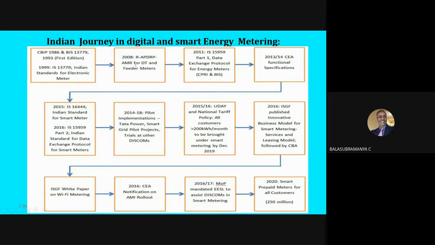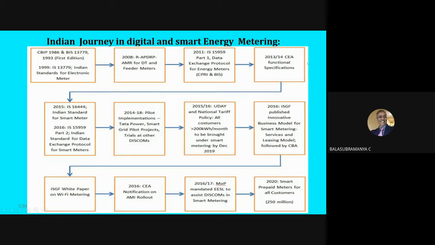And finally, when we started our journey in 2008, the Indian government resorted to what we call RAPDRP, where an automatic meter reading system for the distribution transformer feeder meter was introduced. In 2011, IS 15959 part 1, the exchange protocol of the energy meter, was developed jointly by CPRI and the Bureau of Indian Standards, and published. The contributors were basically the committees from CPRI and BIS.